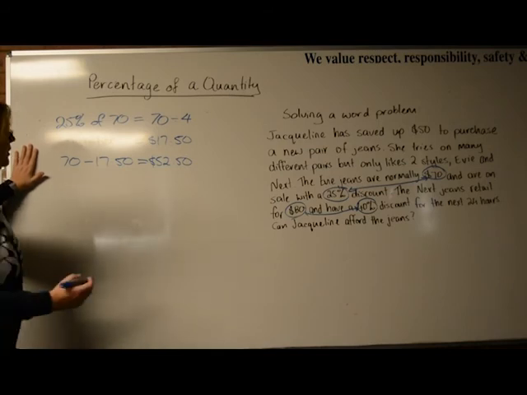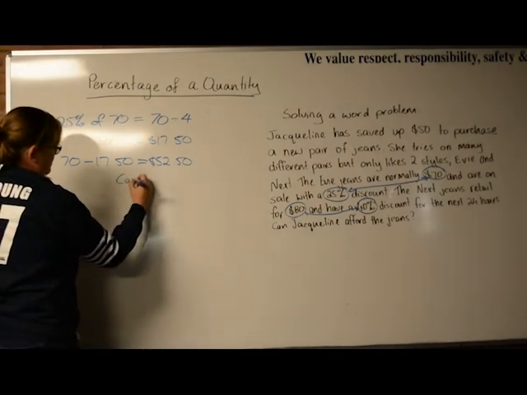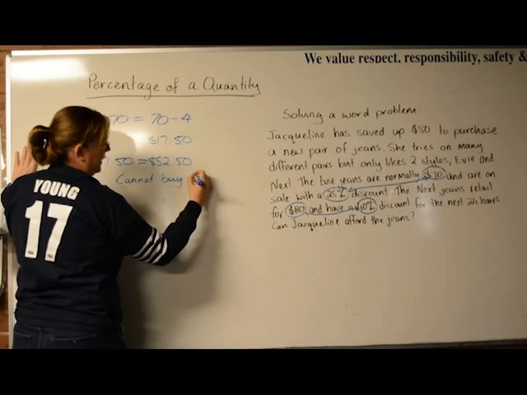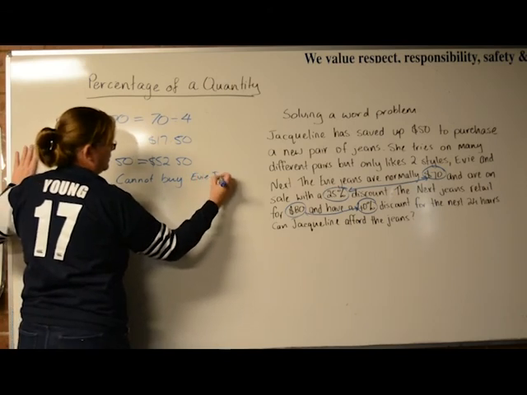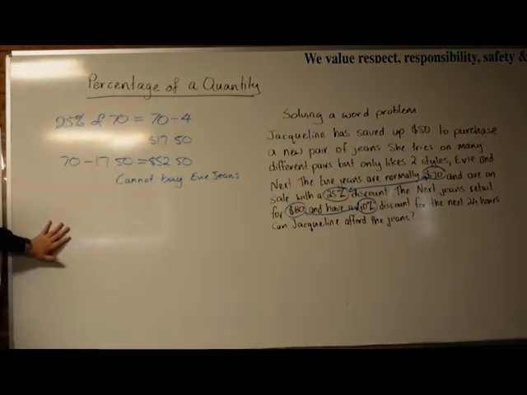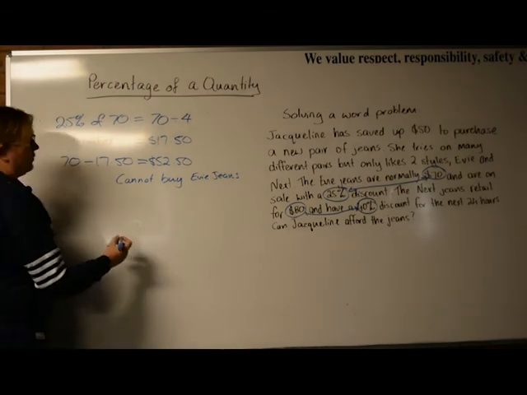Alright. So she cannot buy these ones. Doesn't have enough money, does she? Because she's only got $50 and they're going to be $52.50. Alright, let's see if the next jeans are affordable.